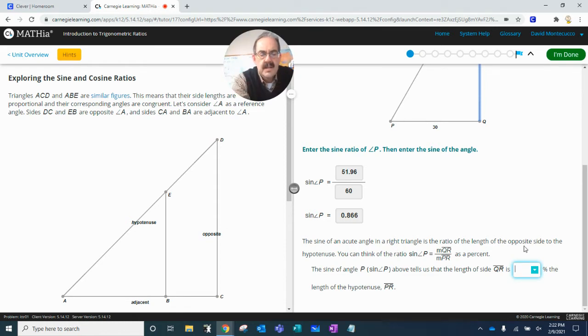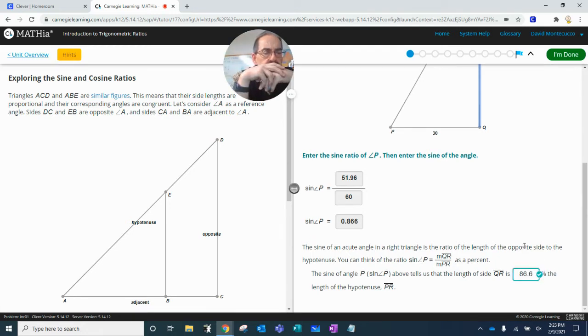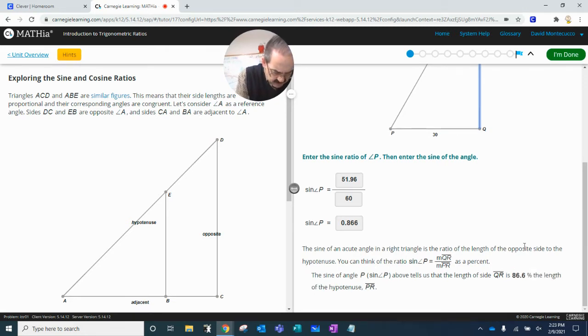So 0.866 times 100. Okay, so we need percentages. So we have SOH CAH TOA and percent. So 0.866 times 100. We're going to need to know that. All right, I think we're done with that problem.